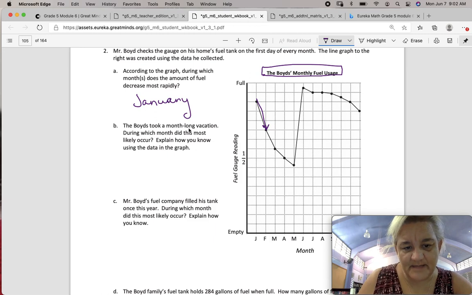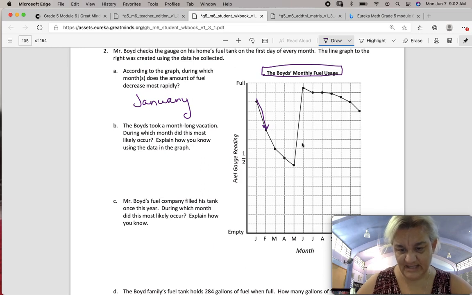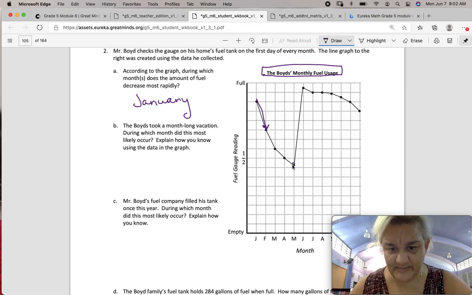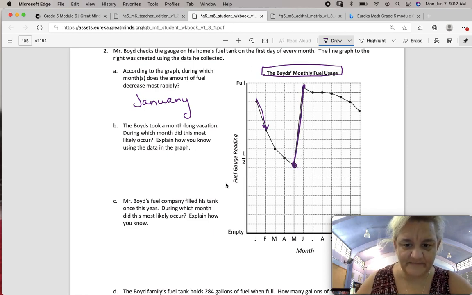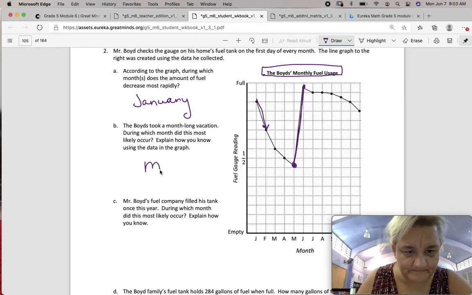The Boyds took a month-long vacation. During which month did this most likely occur? Well, probably from here to here, wouldn't you say? Because that's just 1 month, and it looks like they didn't use any fuel at all. That's why it shot all the way back up to full. So that was May. The tank refilled.